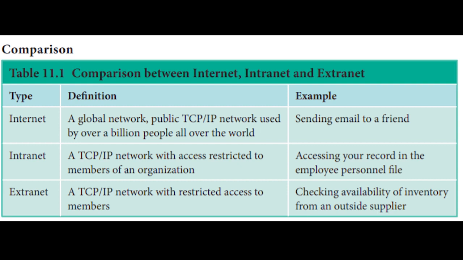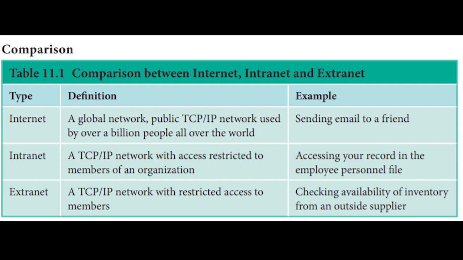Intranet is a TCP/IP network with access restricted to members of an organization, right? This network will be accessed only by the people who are inside a company, or inside a restricted place or a restricted building. The example for this intranet is accessing your record in the employee personal file. You are in a school, you have your details inside one computer, which means only the people who are inside the school can access it, right? That one is the example for intranet, right?